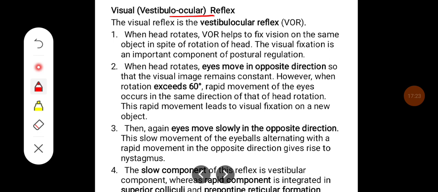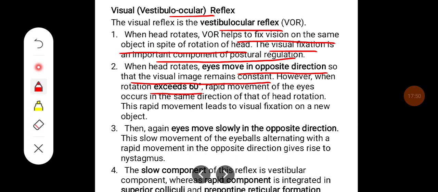Vestibulo-ocular reflexes. When the head rotates, the VOR helps in fixed vision on the same object in spite of the rotation of the head. The visual fixation is an important component of postural regulation. When the head rotates, the eyes move in the opposite direction so that the visual image remains constant. However, when rotation exceeds 60 degrees, a rapid movement of the eyes occurs in the same direction as the head rotation. So this rapid movement leads to visual fixation on a new object.